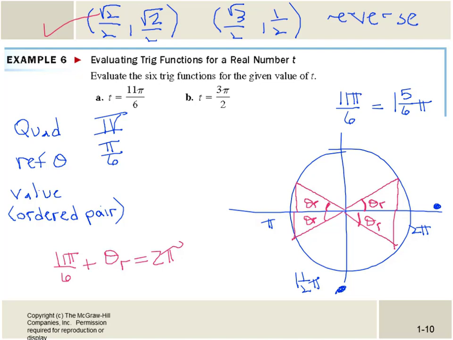So that's where the reference angle comes from, which is why it's pi over 6. Now the value associated with pi over 6 is what? What's the ordered pair? If you know it, like you've answered a bunch of times already today, then don't answer. If you're not sure, let me know.